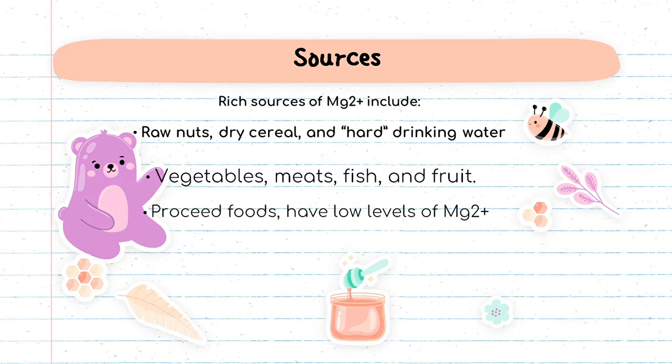Sources of magnesium include raw nuts, dry cereal, hard drinking water, vegetables, meats, fish, and fruit. Processed foods have low levels of magnesium that may cause an inadequate intake.